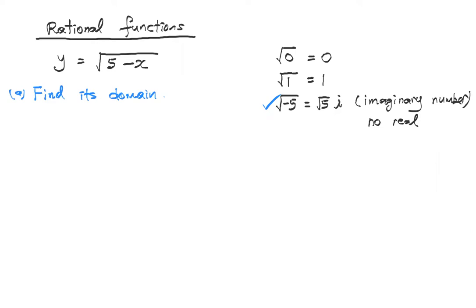Those who are in class, please give me the answer. Cannot be. Why x cannot be 5? I show you. When x equals 5, my y equals the square root of 5 minus 5, equal to the square root of 0, equal to 0. So that means there is an x-intercept. The x-intercept is 5. Am I right?